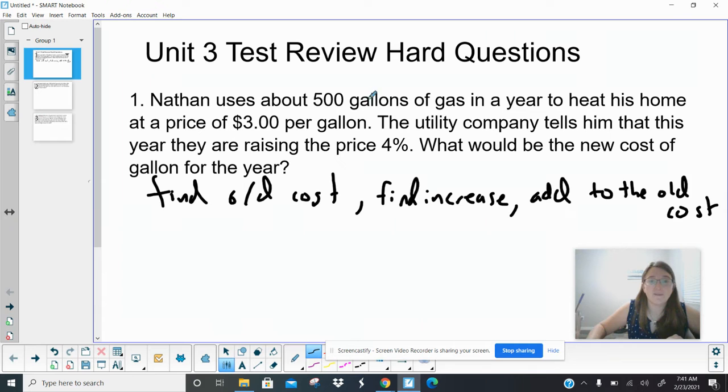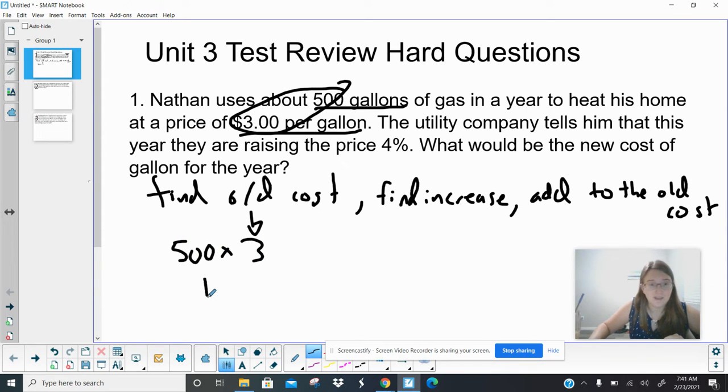But it says Nathan uses about 500 gallons of gas in a year to heat his home at a price of $3 per gallon. So this is the old cost. I'm going to do that first. $3 per gallon means to multiply with gallons, and I have gallons, right? So 500 times 3, this is the old cost. This ends up being $1,500. So here is step 1, find the total old cost. Yes, this is the old individual cost, and technically you could start there, but we want the total old cost.